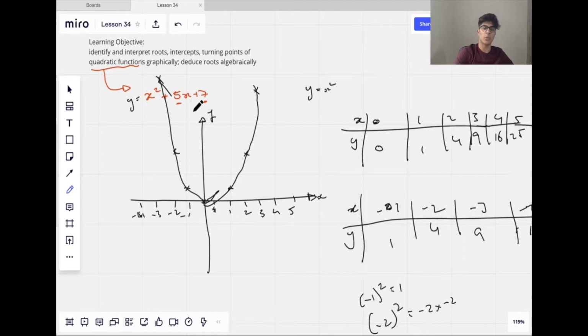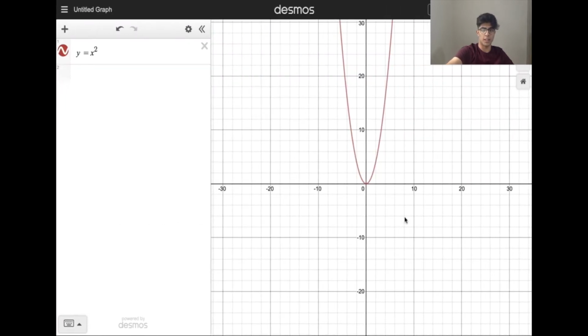And as you can see, what's interesting here is that y is never going to be negative. And to be honest, we should expect that because it's y equals x squared, right? Whenever you square a number, you always get a positive output. So this is an interesting property. And if we look at a graph plotter, we can see it here a bit better.